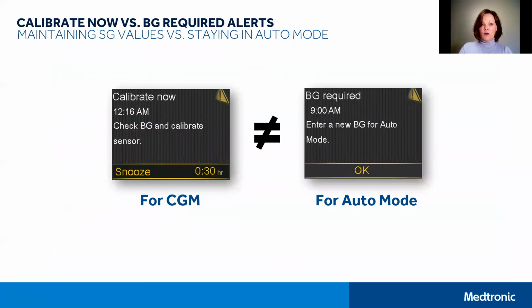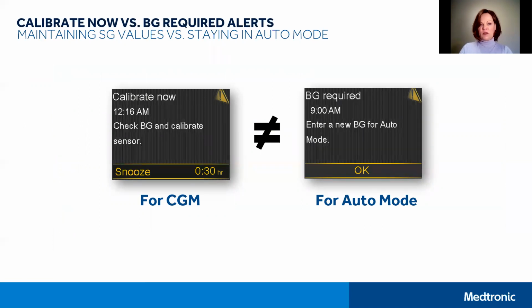You will receive both a Calibrate Now and BG Required alert when you are in auto mode. And while each is asking for a blood glucose, they happen for 2 different reasons. And I'd just like to explain that. When you receive a Calibrate Now alert, the system is asking for a blood glucose to ensure that you continue to get CGM or your sensor values.